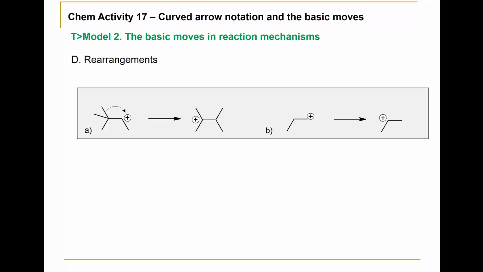As a last example, we have the rearrangements. The rearrangements will involve a carbocation, and as a result of the rearrangement, we'll move from a somewhat unstable carbocation to something that's more stable. So for example, you'll notice here that we have a secondary carbocation, and in the end we have a tertiary carbocation.